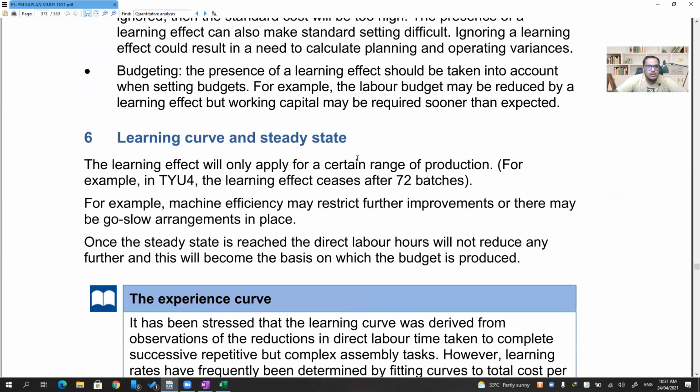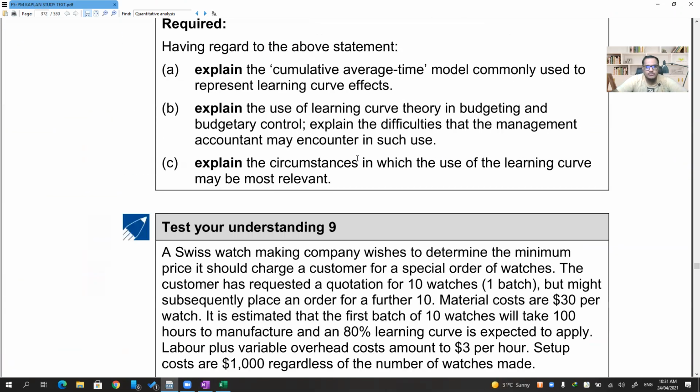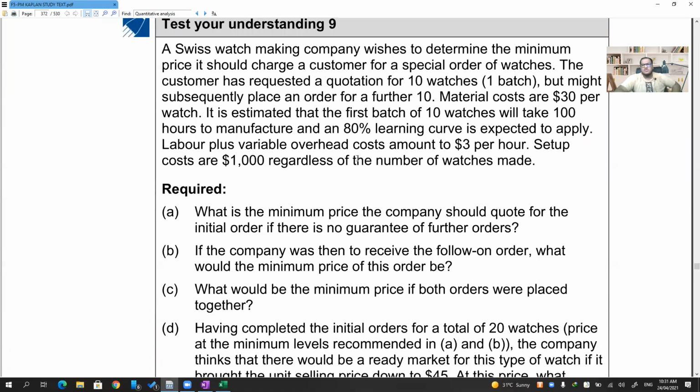Cool. Let's do one question from this. Yeah, this looks like a good enough question. A Swiss watchmaking company wishes to determine the minimum price it should charge to a customer for a special order of watches. The customer has requested a quotation for 10 watches, that is only one batch, but might subsequently place an order for another 10 units.